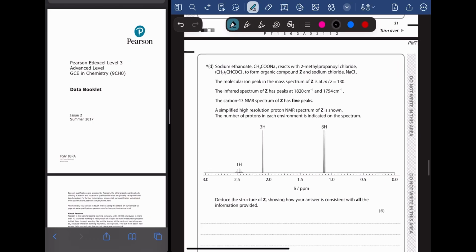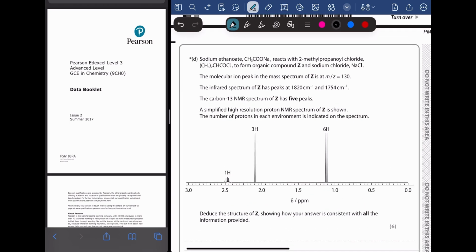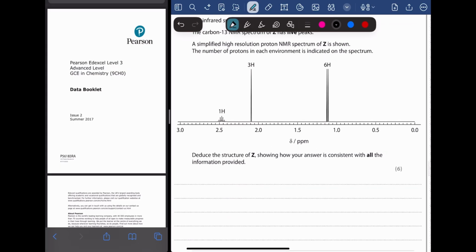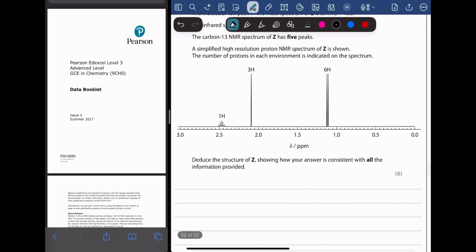Okay, so let's just read the question first quickly. Sodium ethanoate reacts with 2-methyl propanoyl chloride to form an organic compound Z and NaCl as well. The molecular ion peak in the mass spectrum is 130. The IR spectrum shows 1820 and 1754. The carbon-13 NMR has 5 peaks, and then you have the proton NMR, which is shown. The question asks: deduce the structure of Z, showing how your answer is consistent with all the information provided.